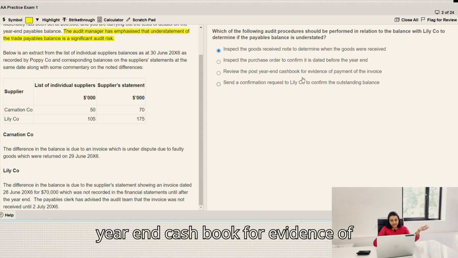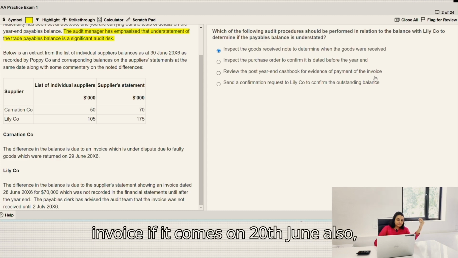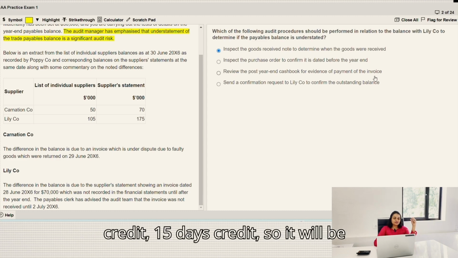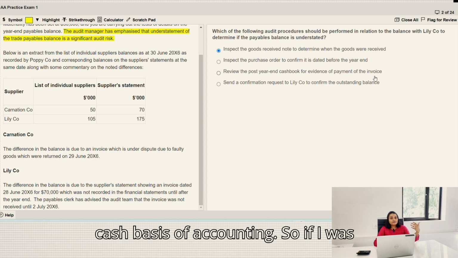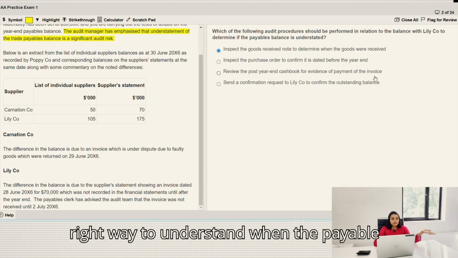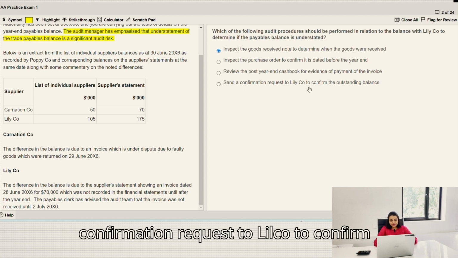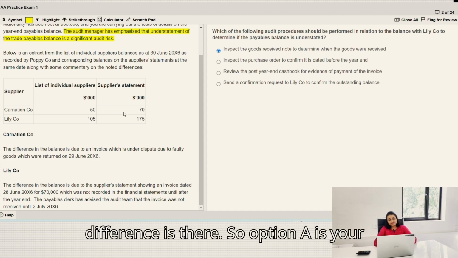Review the post year end cash book for evidence of payment of the invoice. Now, typically if an invoice has come on 20th June also, you might have 1 month credit, 30 days credit, 15 days credit. So it will be paid later. And we are not following cash basis of accounting. If I was following cash basis, this would be the right way to understand when the payable has to be accounted for. Send a confirmation request to Lilico to confirm the outstanding balance. Already we have done that, and that's when we know the difference is there. So option A is your correct option.